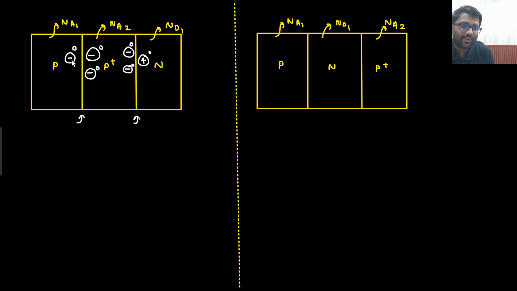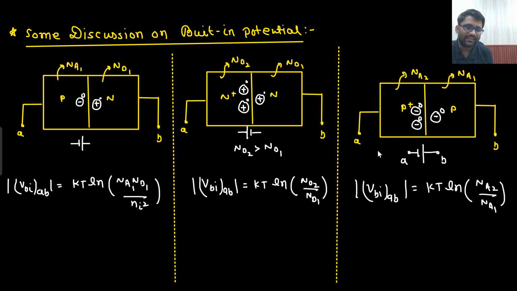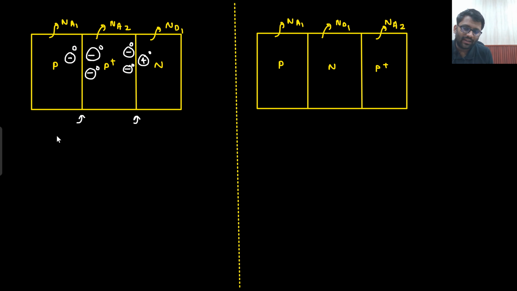Sir, this side would be more negative. Why is that so? Sorry. This side would be more positive because holes will travel towards this side. We have already seen P plus and P. So P plus was, here we saw, P plus was more negative and P was more positive. So if I make the battery, what kind of battery I will get? It is very simple, right?